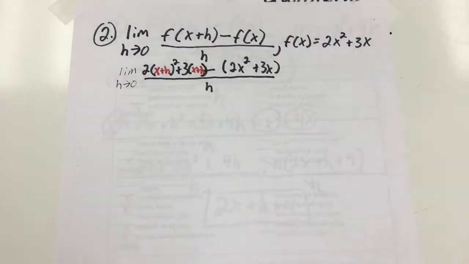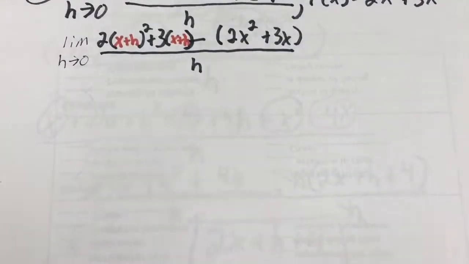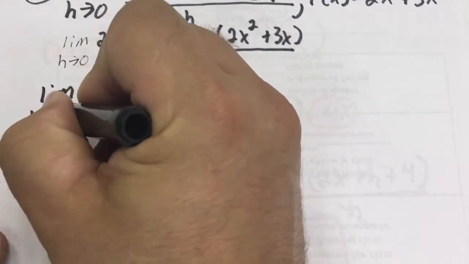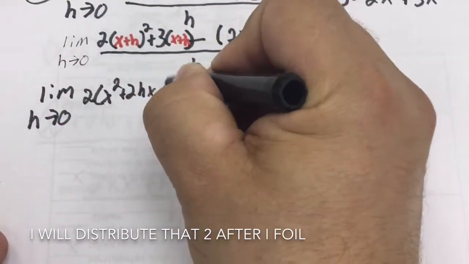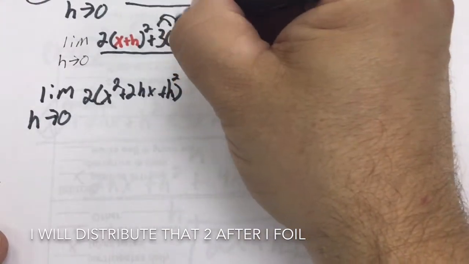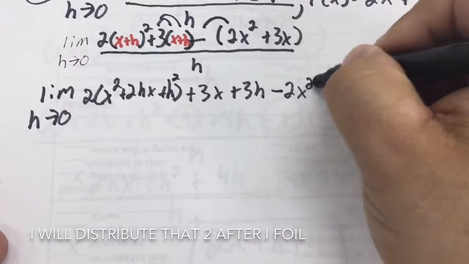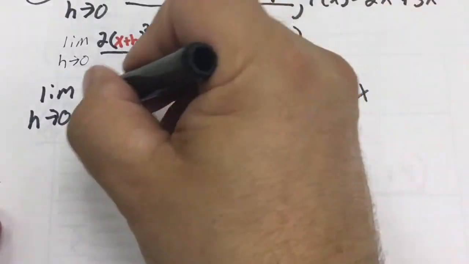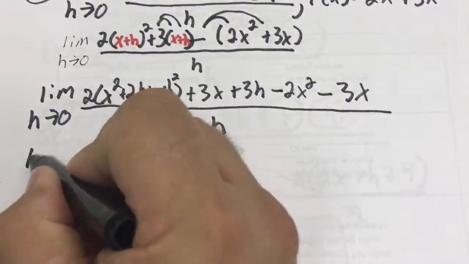Now again, it would be really nice to know what the quantity x plus h squared is. And I just happen to know it off the top of my head. It's something you want to, I wouldn't say commit to memory, but if you do it enough, you'll remember that x plus h squared is going to be x squared plus 2hx plus h squared. I'm going to distribute that 3, plus 3x plus 3h. I'm going to distribute that negative, minus 2x squared minus 3x, all over h. This is getting a little long. It's not that tedious, though. It goes pretty quickly once you get the hang of it. I'm going to bring down this designation, limit as h goes to 0. Now I'm going to distribute that 2 across.